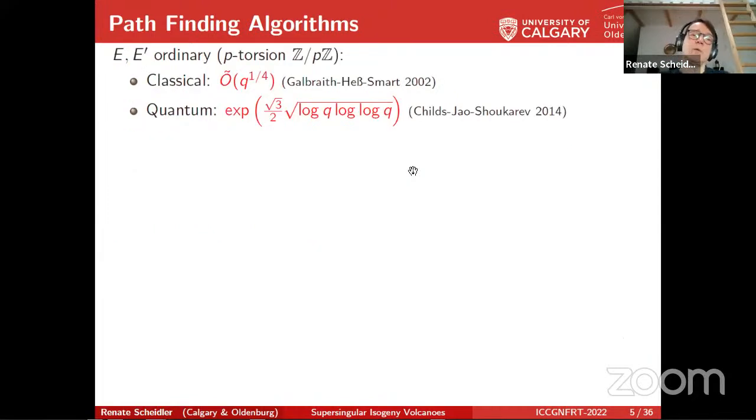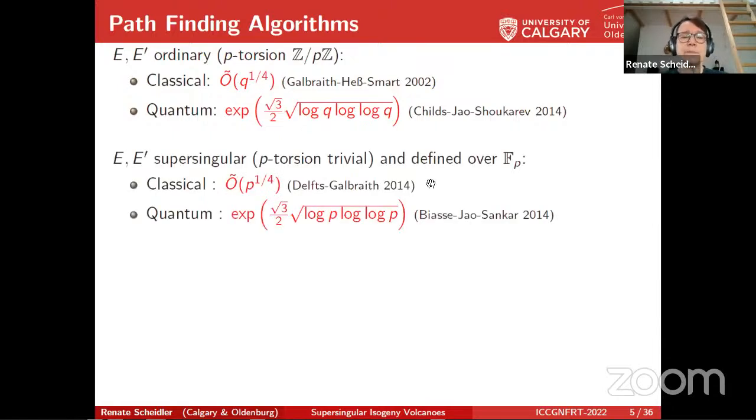What do we know about it? Well, we know a bunch of things. When the elliptic curves are what's called ordinary, that just means that their p-torsion is isomorphic to Z/pZ, then there's a classical exponential algorithm, essentially q^(1/4), and a quantum algorithm that is sub-exponential. Some of you might recognize this complexity. This is the same complexity as computing class groups of quadratic fields and things like that. When the elliptic curves are supersingular, that means they have trivial p-torsion, and they're defined over F_p. So the models, the equations, actually have coefficients in F_p.